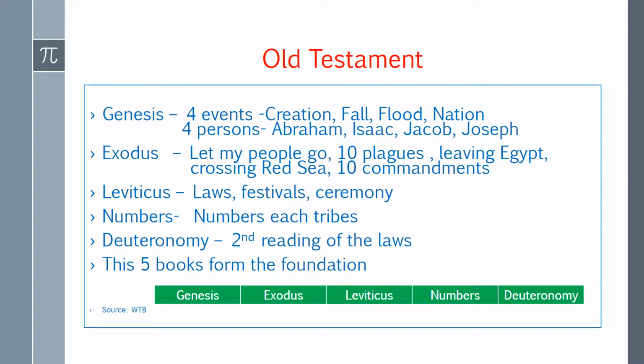Deuteronomy is talking about the second reading of the law. This is what happened. The first batch of people who left Egypt did not trust God, so they all died in the wilderness. During Deuteronomy, another generation of people had risen up and they were about to enter into the promised land. And Moses read to them the law the second time. These 5 books form the foundation of the Old Testament.